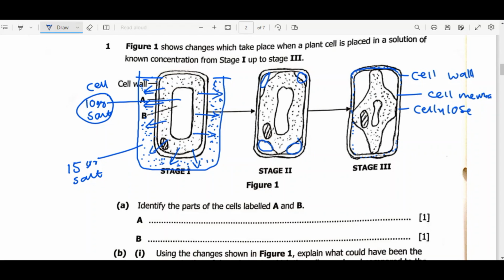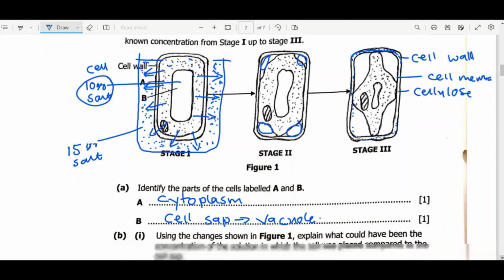Now let's move on to question A. Identify the parts of the cell labeled A and B. So our A is just these parts. So this is the cytoplasm. Cytoplasm is a solution in which most of the metabolic reactions occur. Then B will be the cell sap, or sometimes you can call it a vacuole.